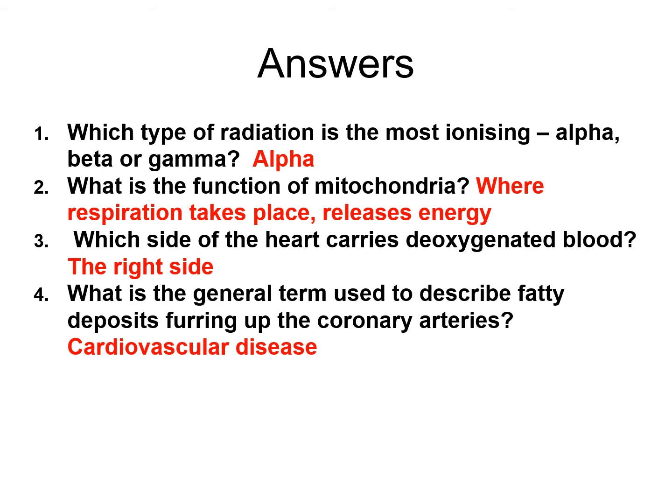Okay, so the answer to question 1, alpha radiation is the most ionizing of the 3. The function of the mitochondria is that they are where respiration takes place, or you may have put they release energy. Both would be correct. Number 3, it's the right side of the heart that carries deoxygenated blood. And number 4, cardiovascular disease is the term we use to describe the issue of having fatty buildup in the arteries of the heart.